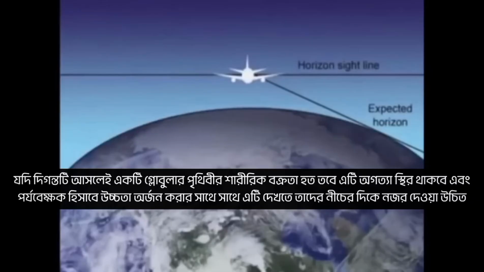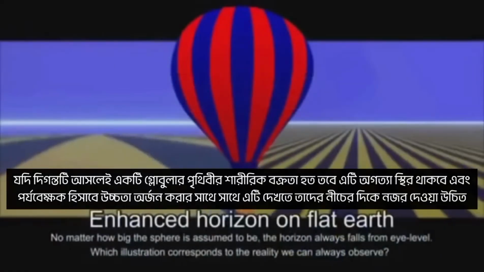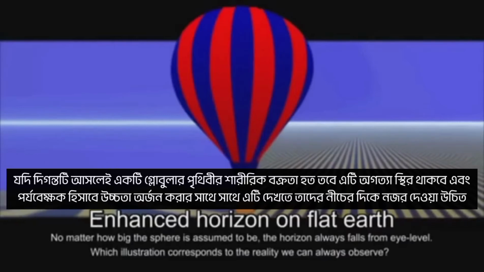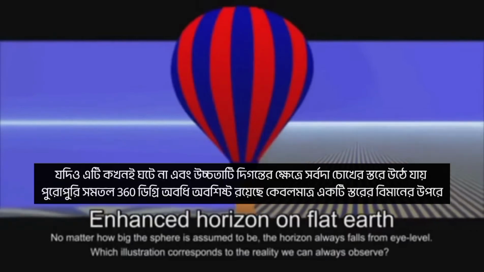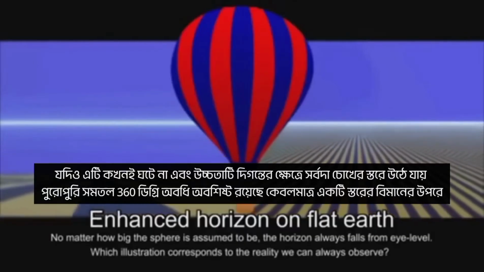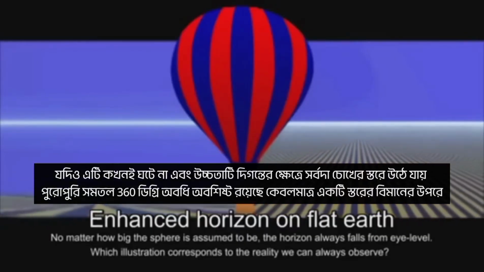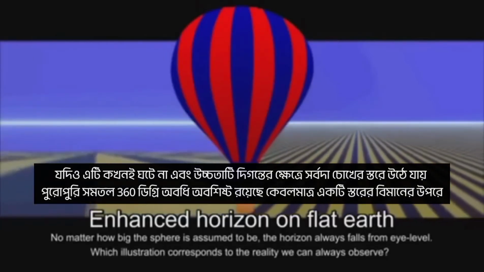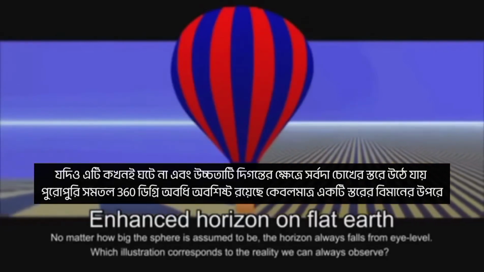If the horizon was actually the physical curvature of a globular Earth, it would necessarily stay fixed, and as an observer gained altitude, they should have to look down to see it. This never happens, though, and no matter the altitude, the horizon always rises to eye level, remaining perfectly flat 360 degrees around, as is only possible over a level plane.